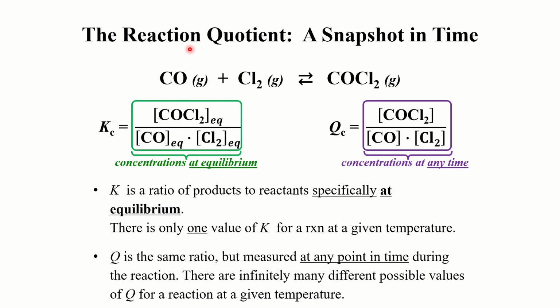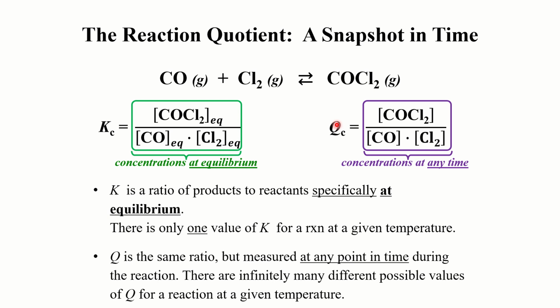Now we're going to learn about something called the reaction quotient. The reaction quotient uses the variable Q. Q stands for the reaction quotient. You may see just Q, you may see it written as Qc or Qp, depending on if you're talking about concentrations or pressures. If you just want to write Q, that's fine.